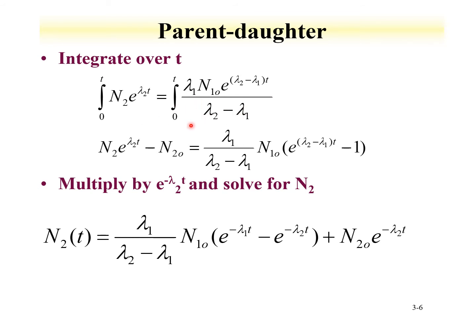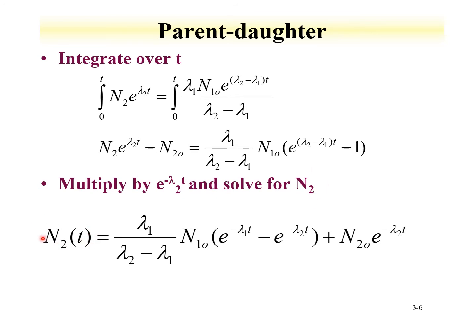From 0 to t, the equation becomes n2 e to the lambda 2 times t minus n1 initial is equal to a ratio of the decay constant for 1 divided by the difference between the decay constant for 2 minus 1, times this term n1 e to the lambda 2 minus lambda 1 times t minus 1. Multiply by e to the minus lambda 2 times t and solve for n2. Remember, we're talking about the daughter, so we're looking for n2.